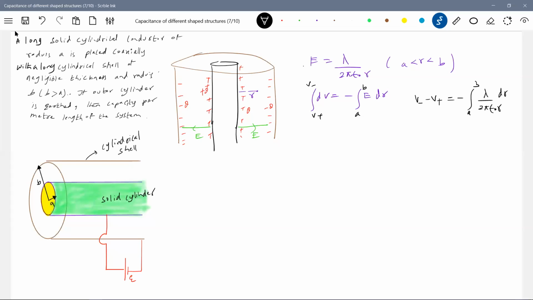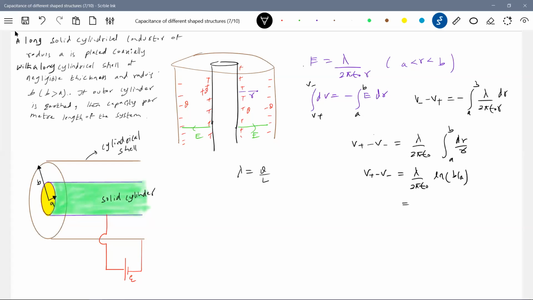First, we'll get the potential difference. So this will become V plus minus V minus. I'll send the negative sign to the LHS. So lambda by 2 pi epsilon naught, I'll let it be outside, dr by r, which gives log of b by a. What is lambda? Lambda will become charge per unit length, where the charge is provided by the cell, and let it be q.